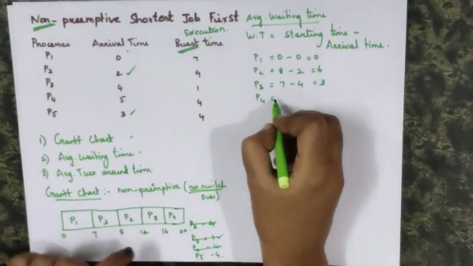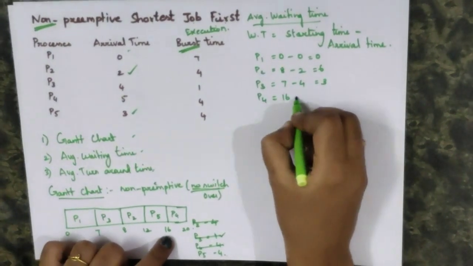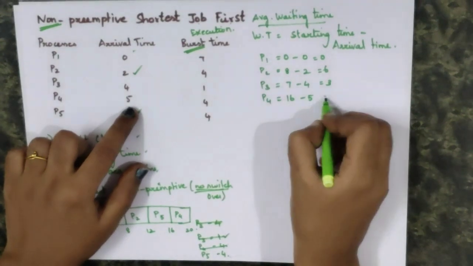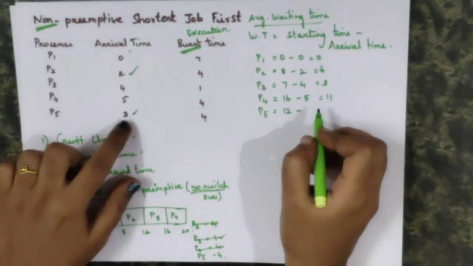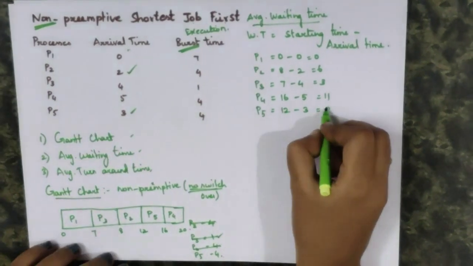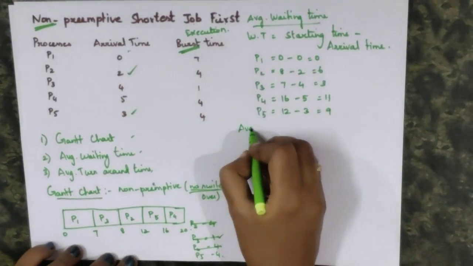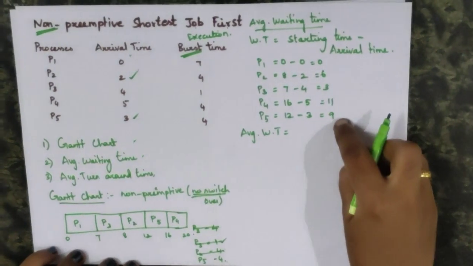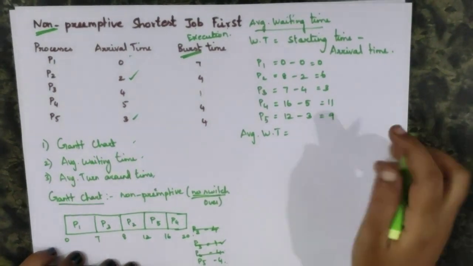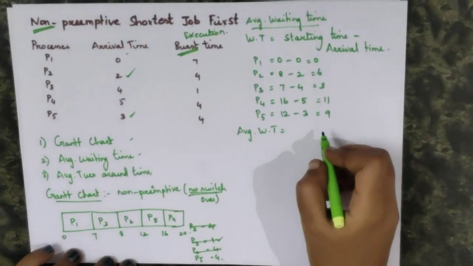And for process P4 the starting time is 16 and its arrival time is 5, hence 11. And for process P5 the starting time is 12 and its arrival time is 3, and hence 9. So next we have to find the average waiting time. Average waiting time means the sum of all these process waiting times divided by the total number of processes.